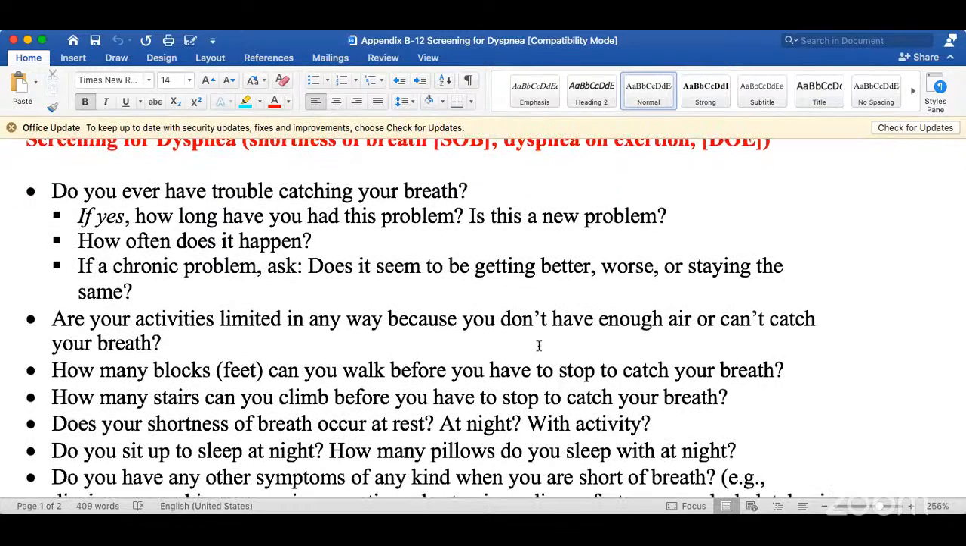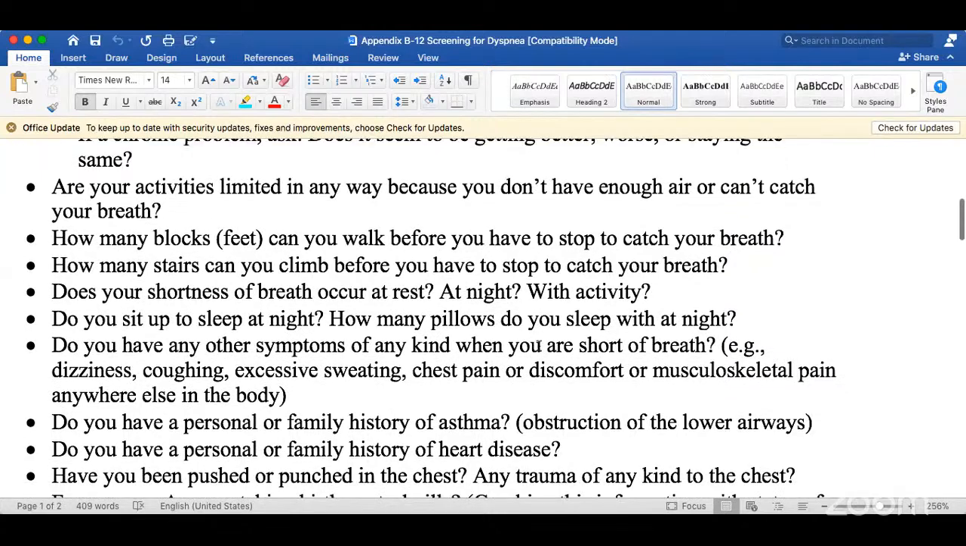Do you ever have trouble catching your breath? If yes, how long have you had this problem? Is this a new problem? How often does it happen? If a chronic problem, ask, does this seem to be getting better, worse, or staying the same?